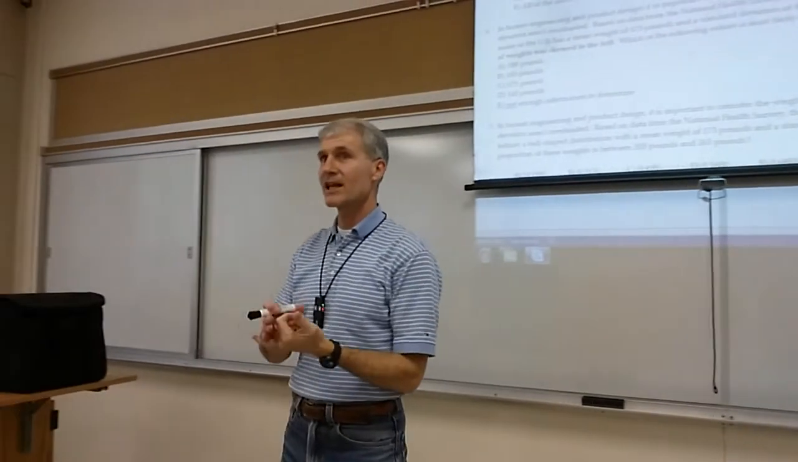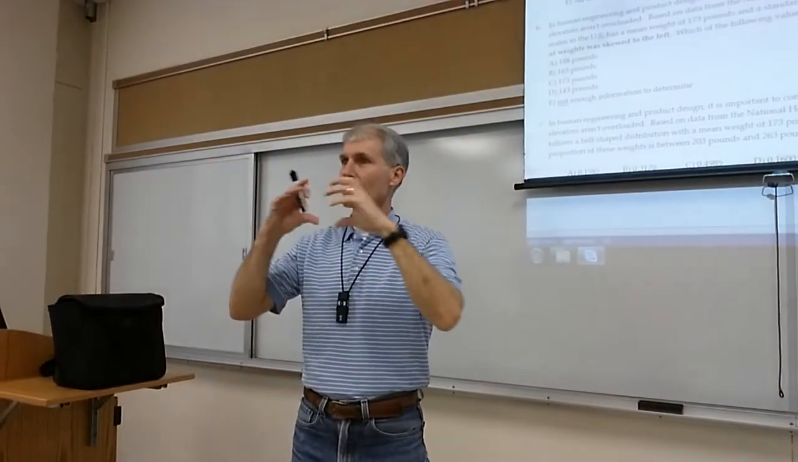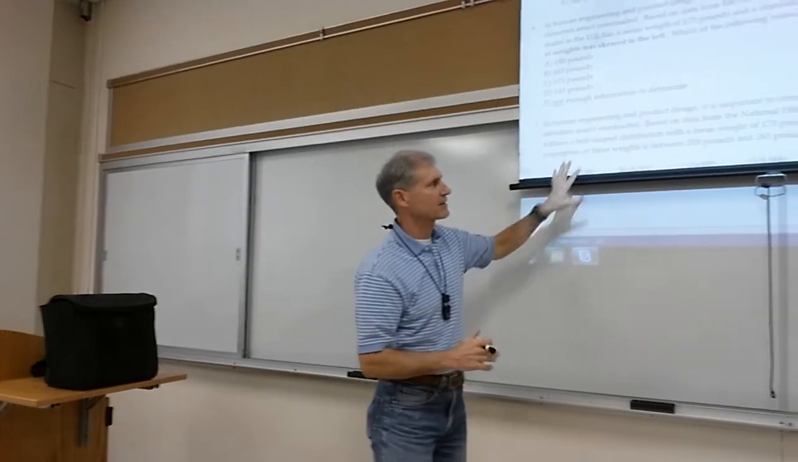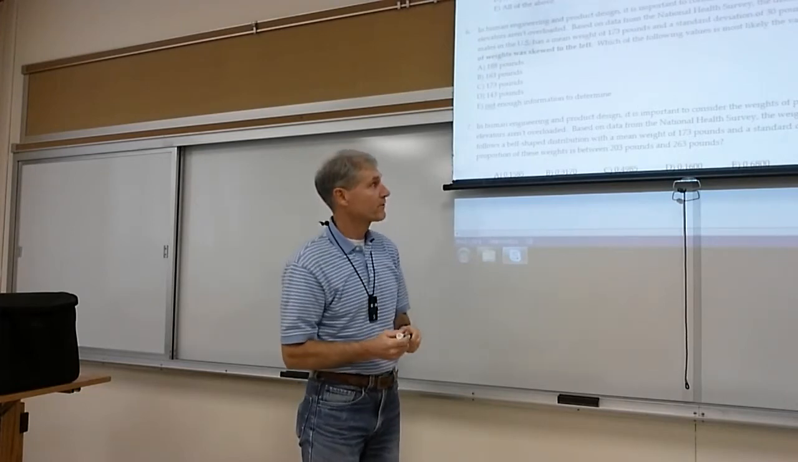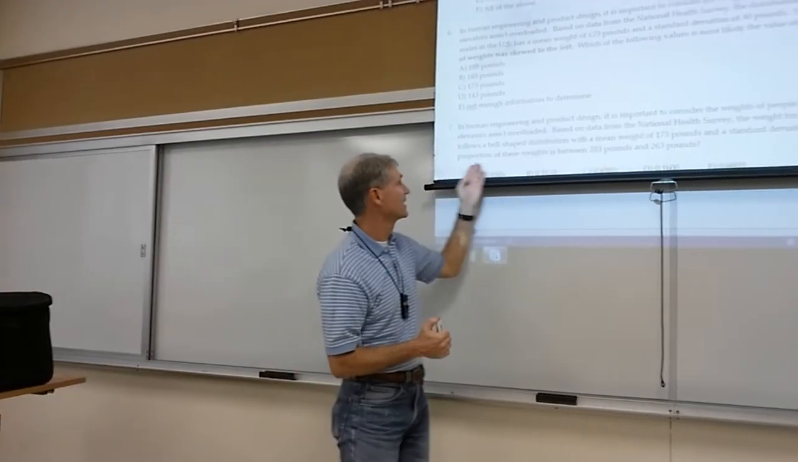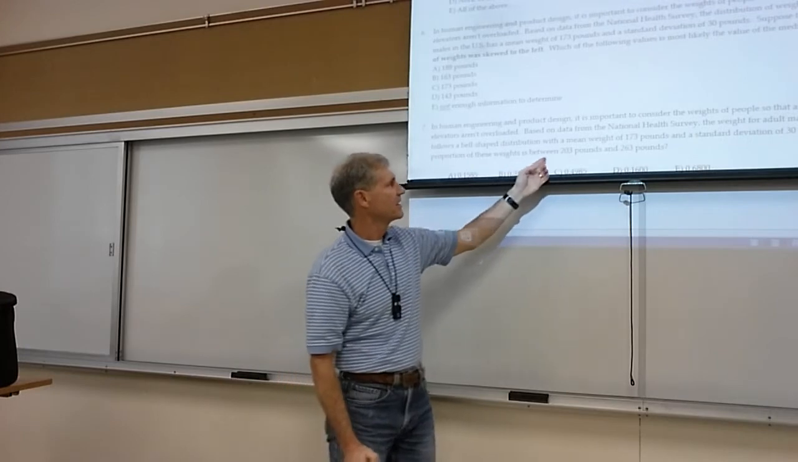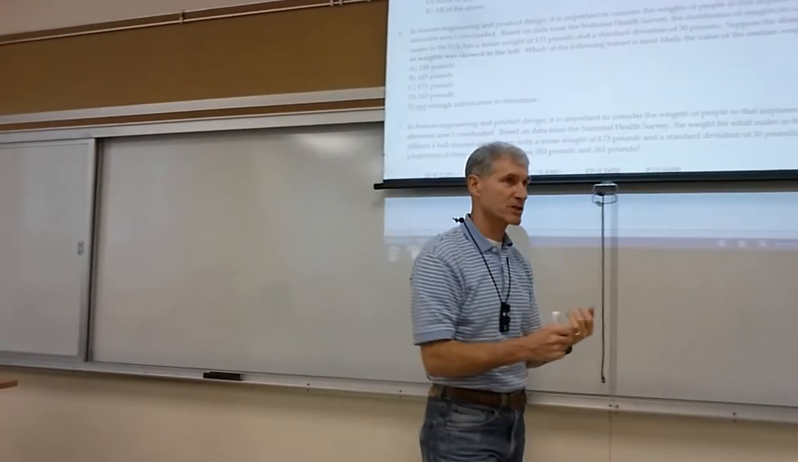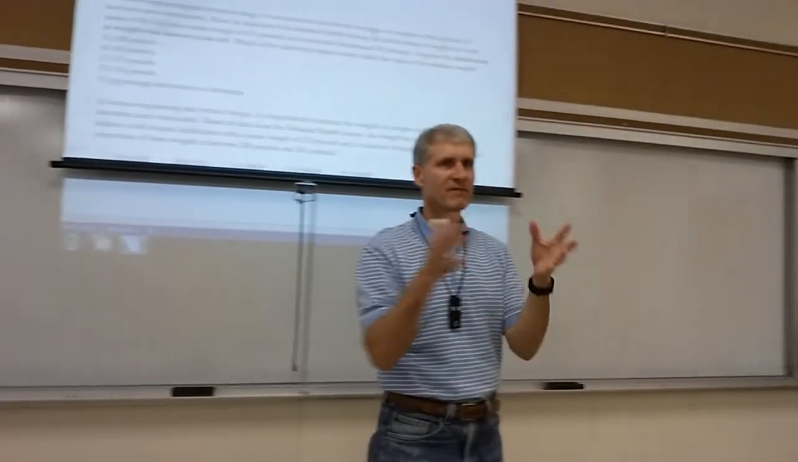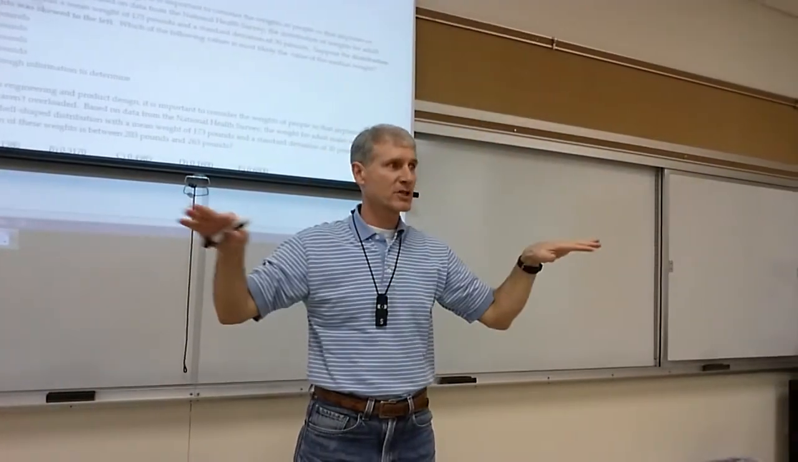First thing you need to get good at doing is being able to read a big, nasty paragraph like that and figure out, okay, what kind of question do I got here? What's the strategy to attack this problem? Well, the first thing you should do is look at the question they're asking. What proportion of weights is between 203 and 263? What have we done that tells us proportions between values under a bell-shaped curve?